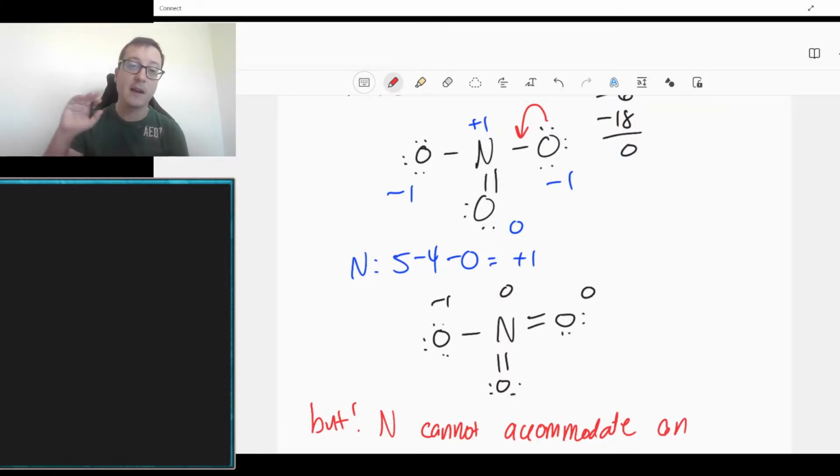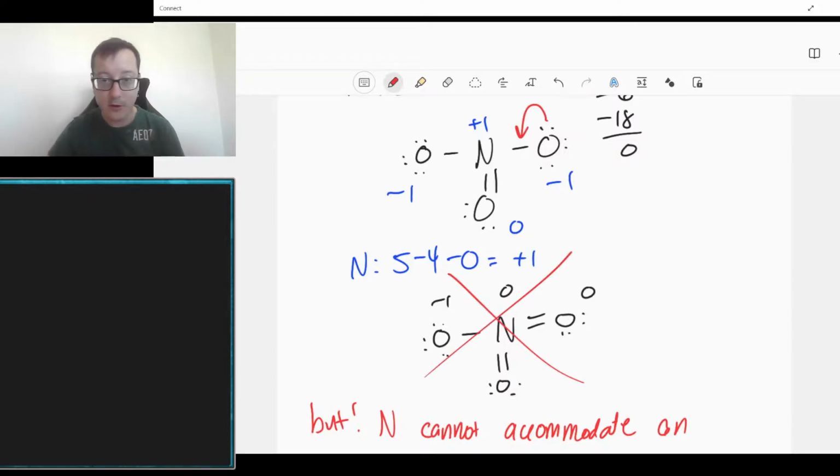So we're stuck with having two negative ones and a positive one. That's all we can do. We can't actually do this structure. Not allowed. Nitrogen is not big enough, and it's also not got a place to store extra electrons. There's no 2D orbital that's empty hanging around nearby, so it's not going to happen. So we're going to be left with the structure we have here.